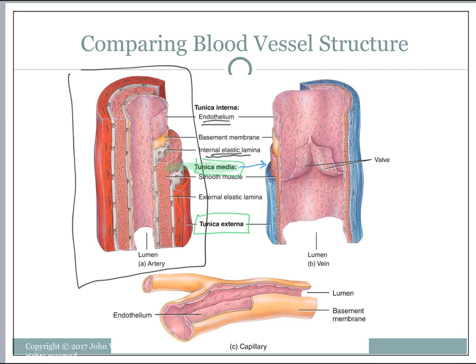Now our largest layer in veins is the tunica externa. Again, this is the largest layer in veins, and we think the reason why it's thicker in veins is to help prevent collapse of the blood vessel and also protect from damage, being that veins are more superficially located, meaning they're closer to the surface of the skin.